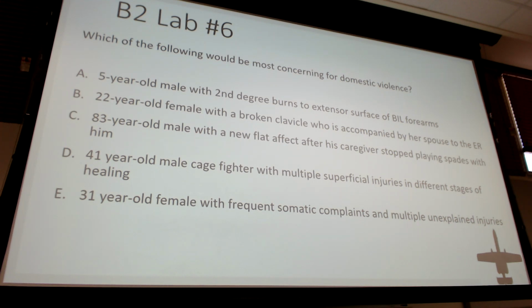22-year-old female, so we have an adult, female, childbearing age. Broken clavicle, accompanied by her spouse to the ER. What do you think about that? We think, in psych class, talking about domestic violence, of this husband sitting there answering for her, telling her what to say, and keeping her quiet. He's the predominant one. Are we given that in this?